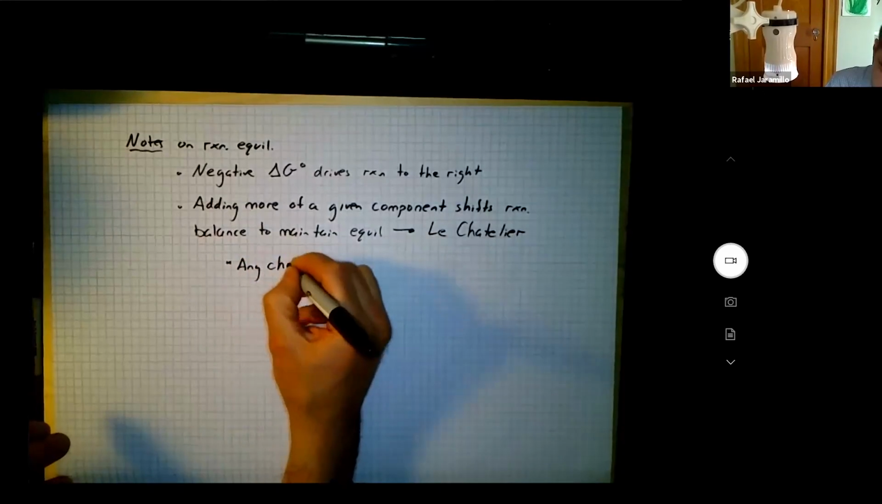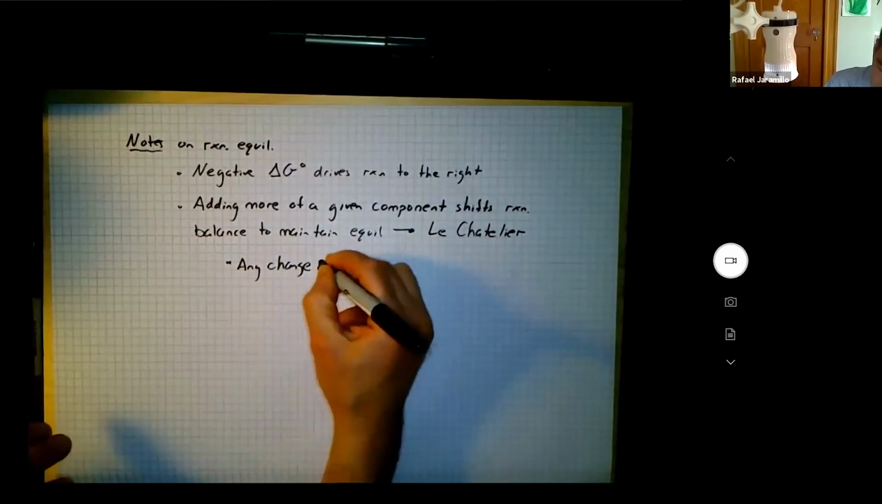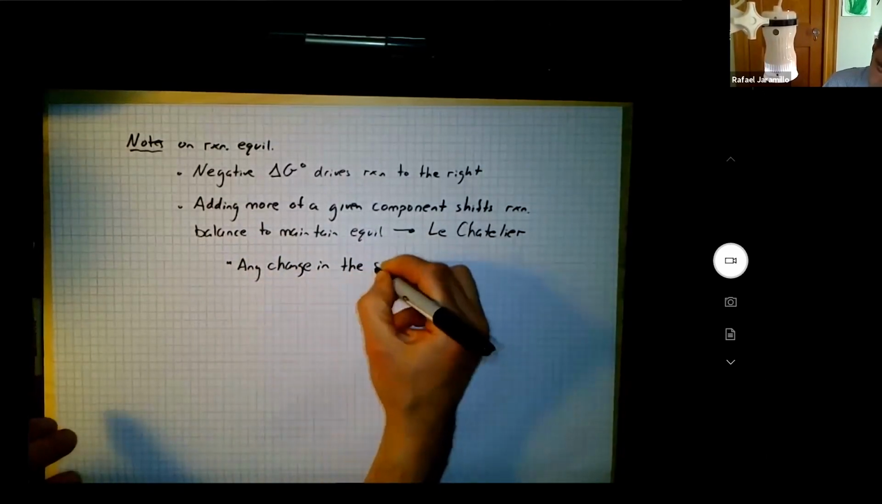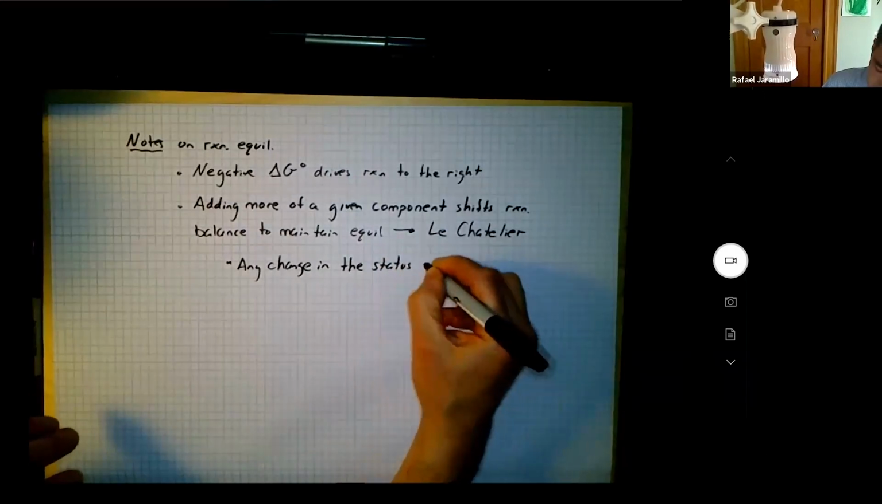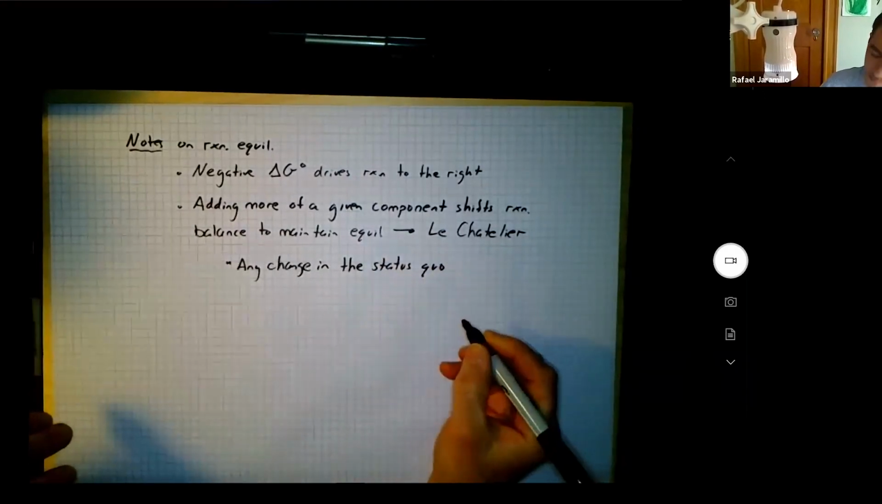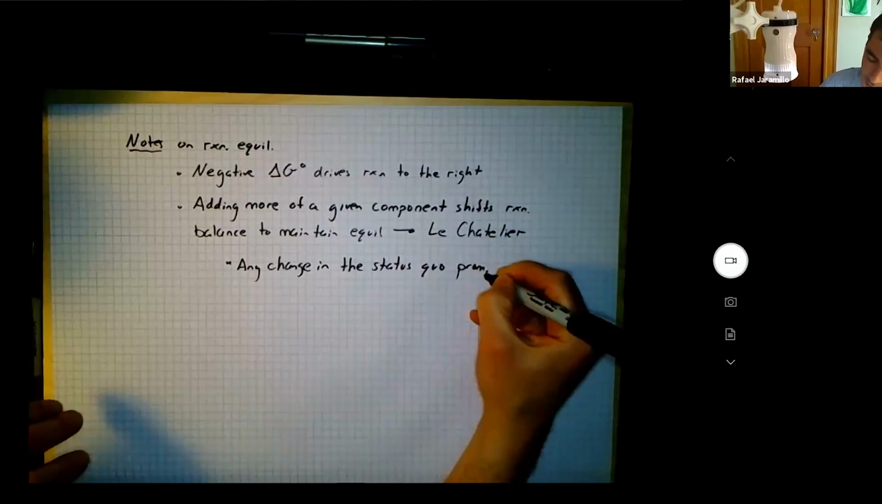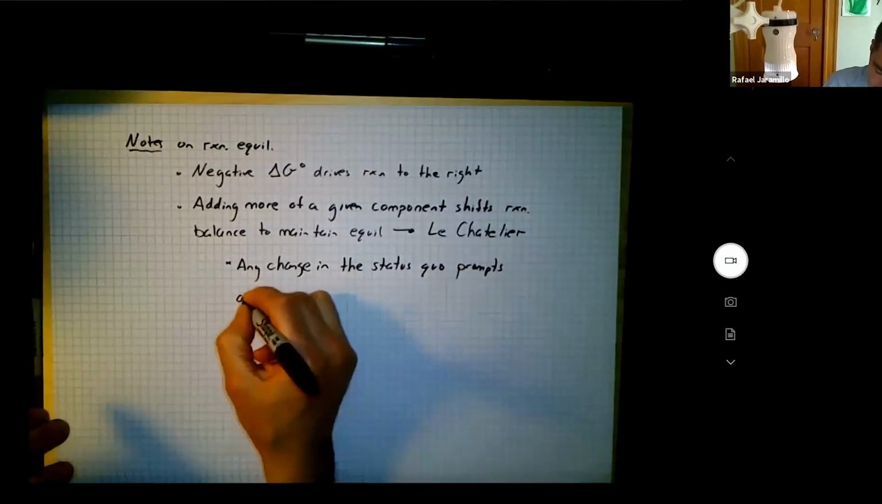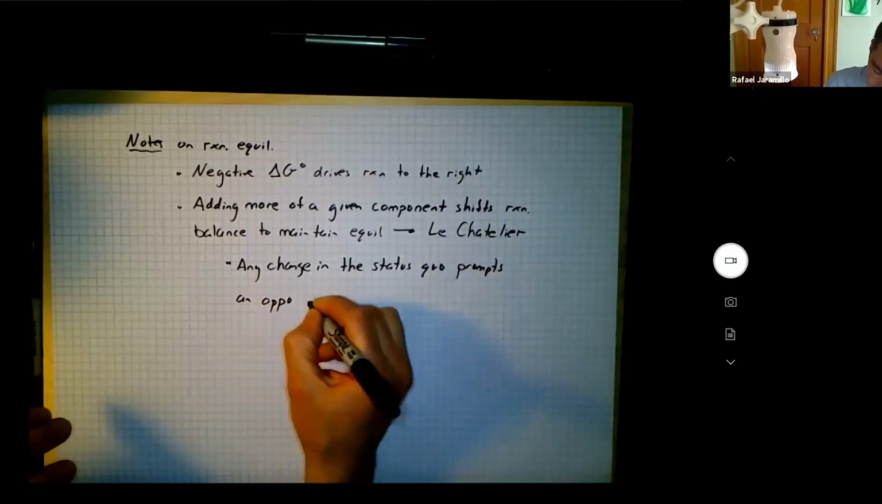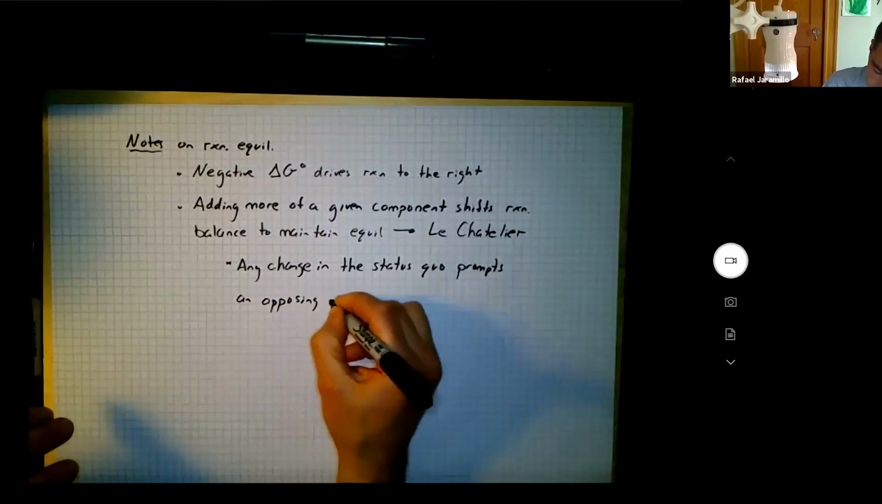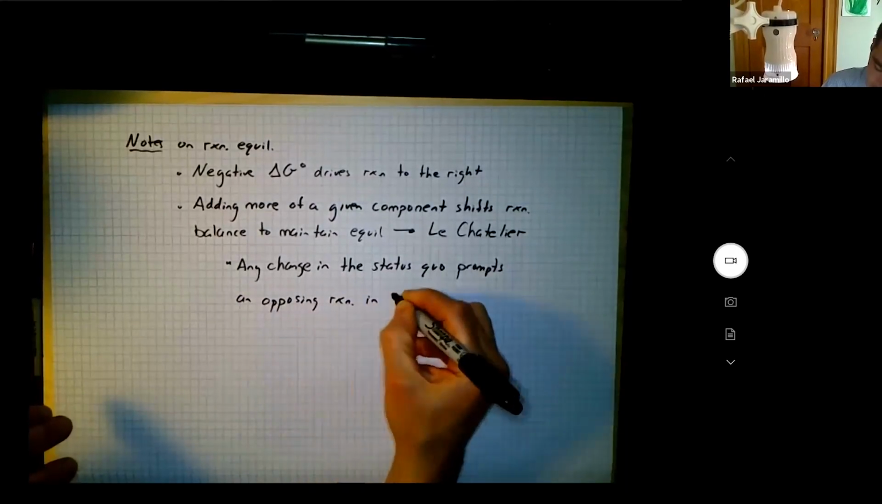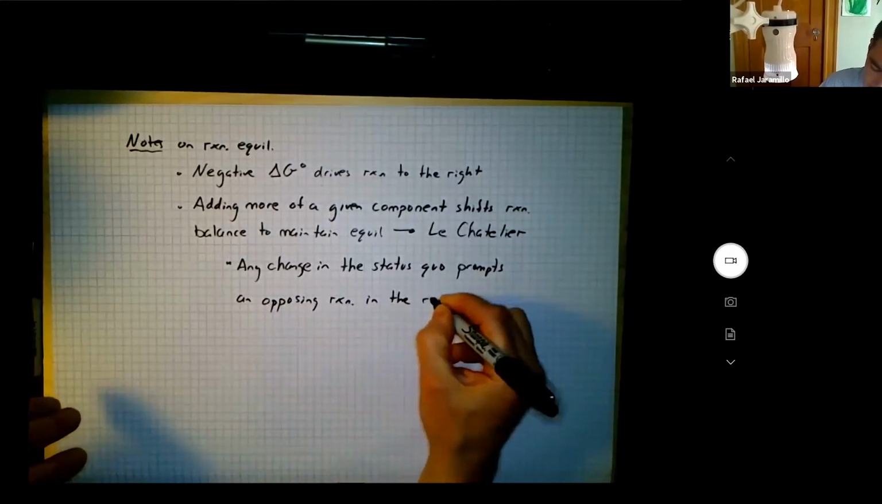Any change in the status quo prompts an opposing reaction in the responding system.